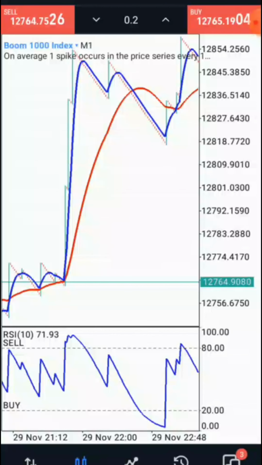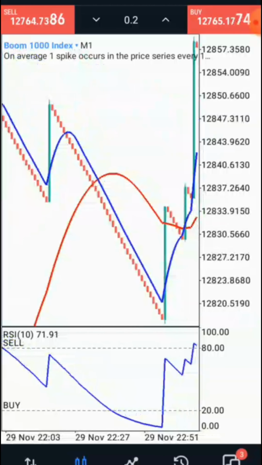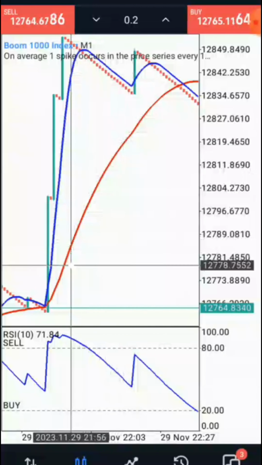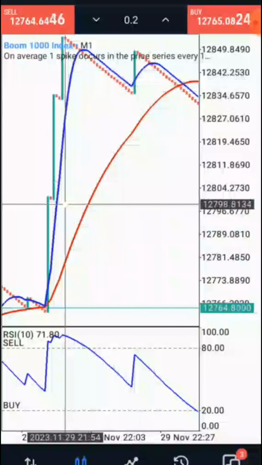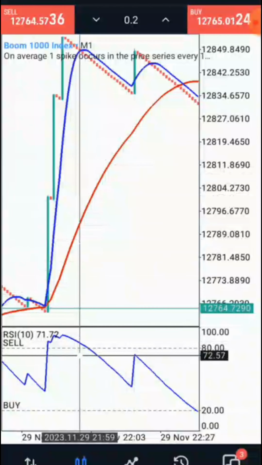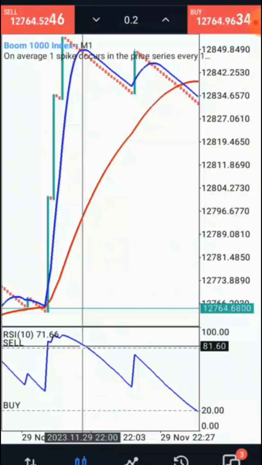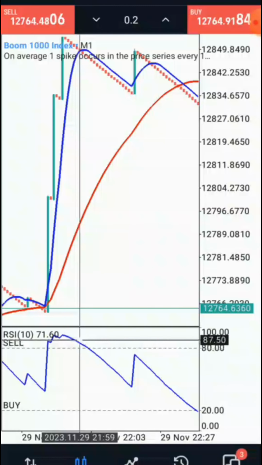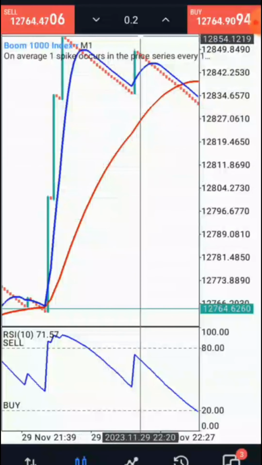Here, what we can see is this. One, the crossover will only take place once these spikes have occurred. That's one. And the overbought condition of the 80 on our RSI helps us to know that the price has reached an overbought region. So we're now looking for a selling opportunity.